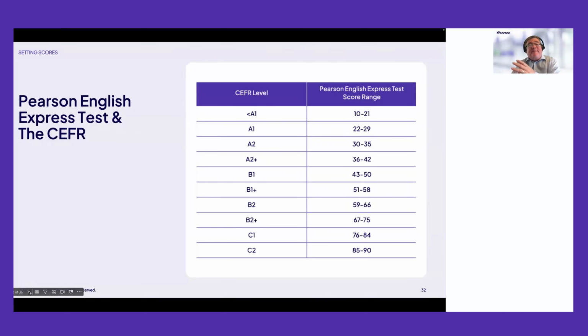And that's the relationship of the Express test with the Common European Framework. So we've got clear definition of levels and clear definition of where the students should be in terms of their scores and how that relates to the scores that are accepted by institutions.